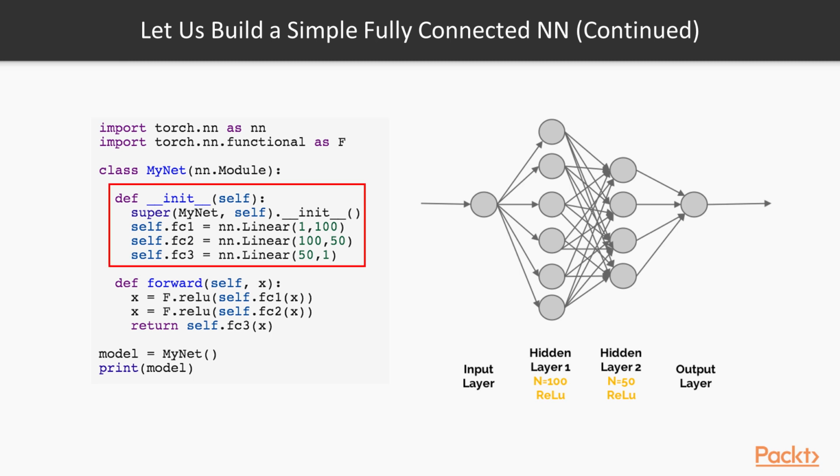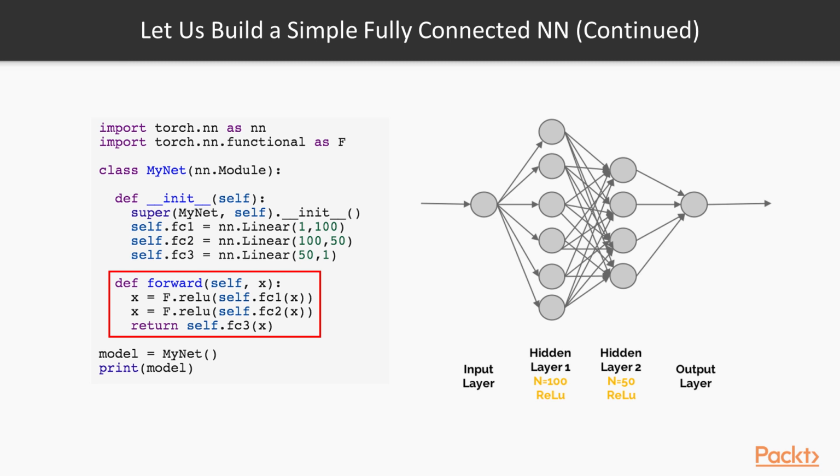One is the init function. In that function, we define our fully connected layers. Then we also define our forward function, which will indicate how we do a forward pass through our neural network. And you can see here that we're simply going from one fully connected layer to the next using the ReLU activations. Finally, we'll instantiate our class as an object called model, and we can print that model as well.